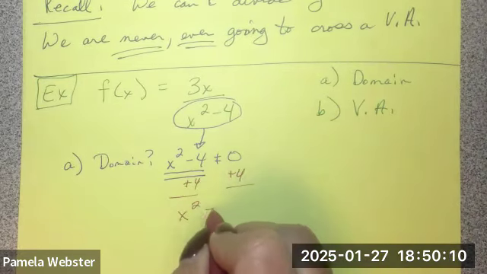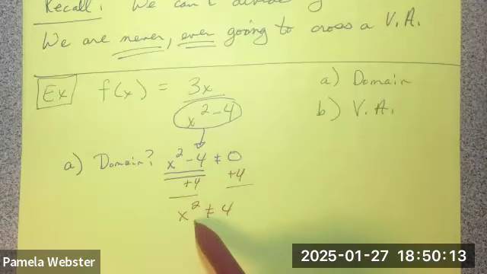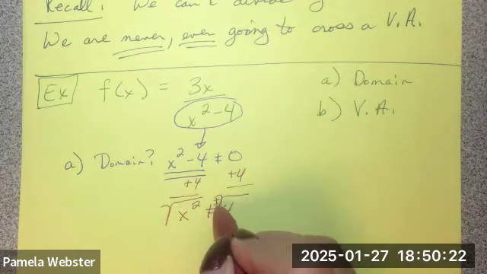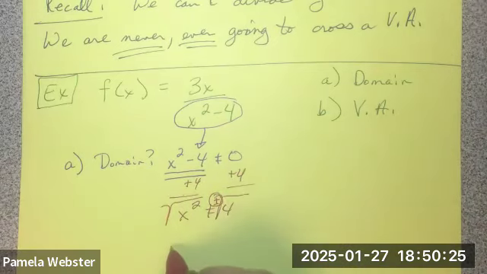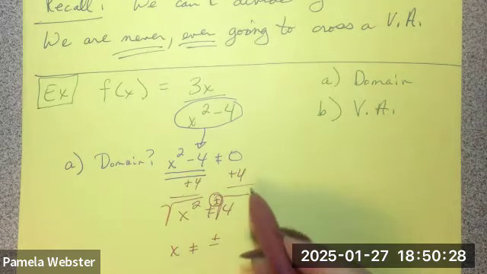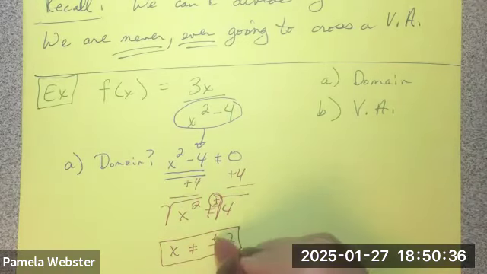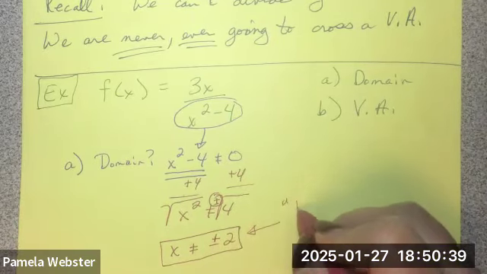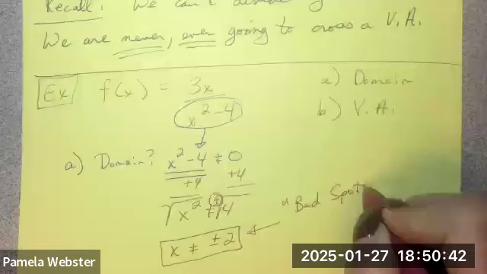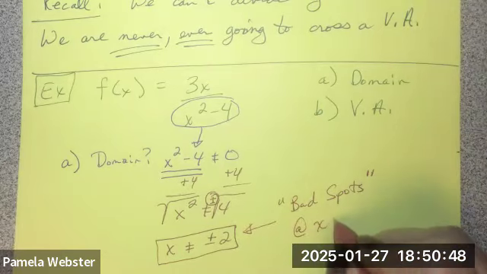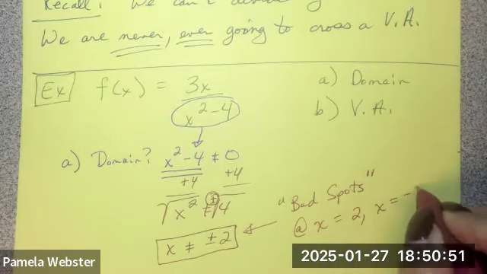Add your 4. x squared can't be equal to 4. And then I want just x, not x squared. So everybody knows I'm going to take the square root of both sides. And when I do that, I need that plus or minus in there, right? So x cannot be plus or minus, and we know the square root of 4 is 2, right? Okay. So that's your domain, and remember that that tells you what the bad spots are, and I know I use that word a lot. It's a very Webster word. It's not in probably many textbooks, but it's your bad spots, and that's at x equals 2 and x equals -2.